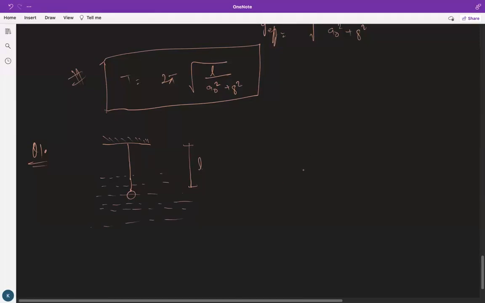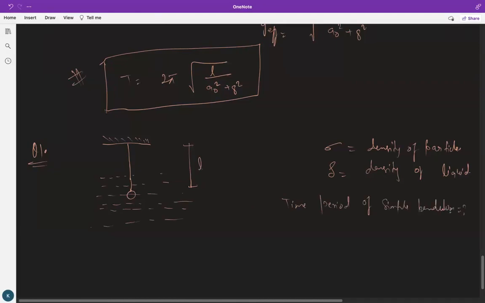Several things are given. The first is sigma, which is the density of the particle, and rho, which is the density of the liquid. The length is obviously given, and you have to calculate the time period of the simple pendulum. We all know that whenever a particle is dipped in some liquid or water, a force acts by the fluid, which is termed the buoyant force, the force of buoyancy.